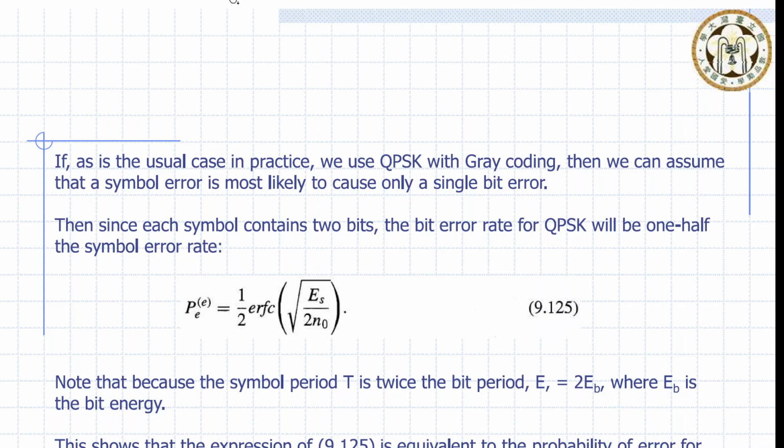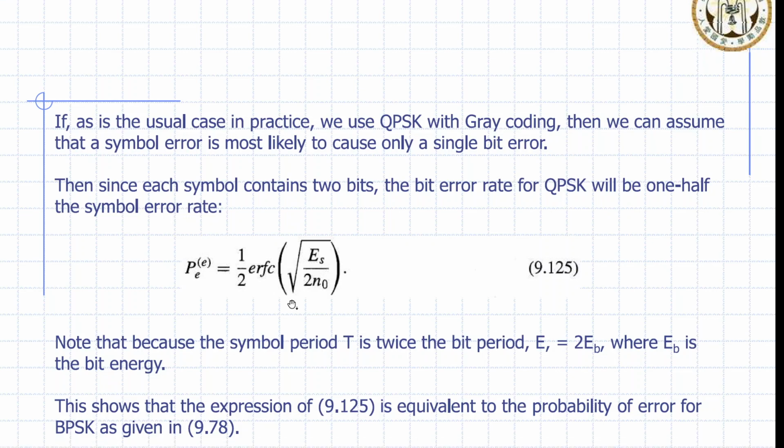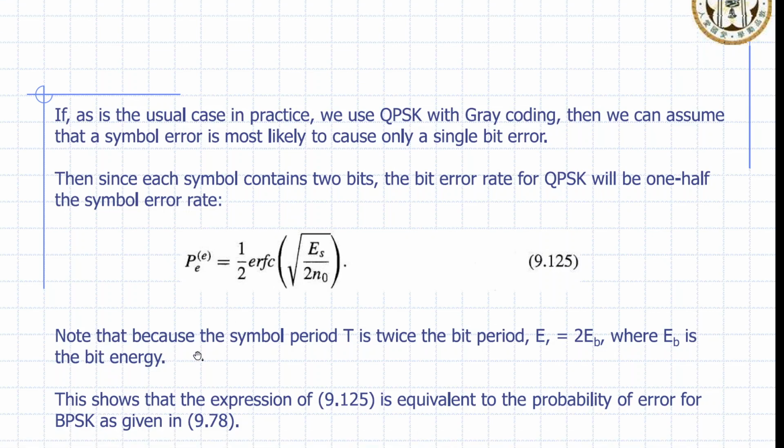Since each symbol contains 2 bits, the bit error rate for QPSK will be 1/2 of the symbol error rate. So the bit error rate will be half into error function root of Es by 2 N naught. Because the symbol period is twice the bit period, Es is equal to 2 Eb, where Eb is the bit energy. If you substitute it, you will get half into error function root of Eb by N naught. So that is similar to the probability of error for BPSK.